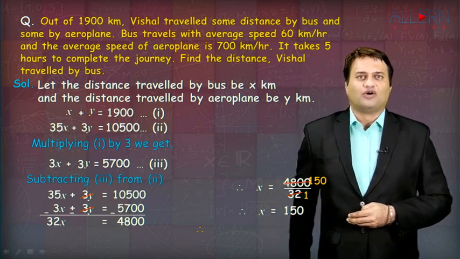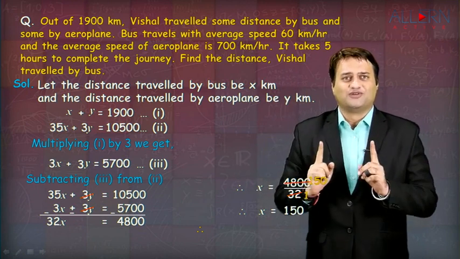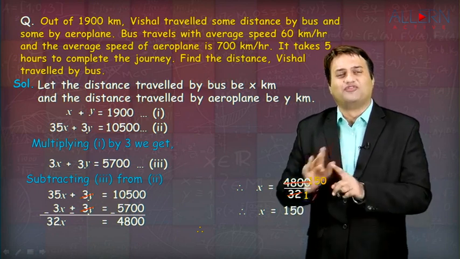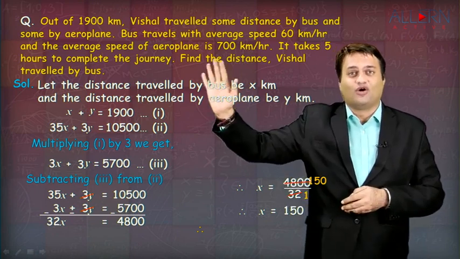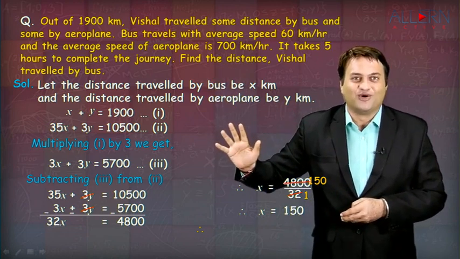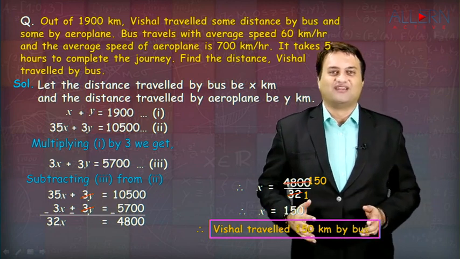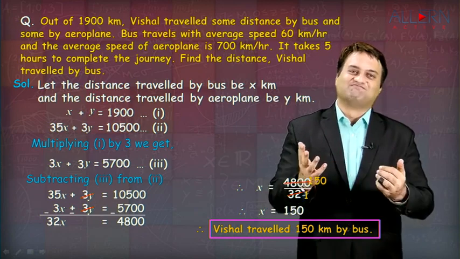Once we get the value of x, the question is find the distance Vishal travelled by the bus. So distance travelled by the bus is x kilometers. x is equal to 150. We are not supposed to find the distance travelled by aeroplane. So we are not interested in finding the value of y here. So once we get the value of x as 150, just write the final answer. Therefore, Vishal travelled 150 kilometers by the bus. As simple as that.